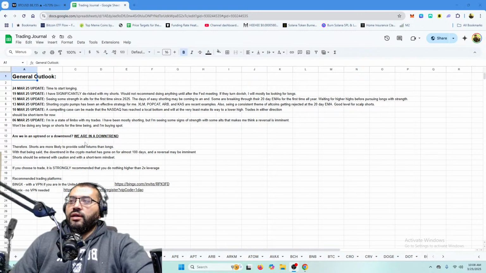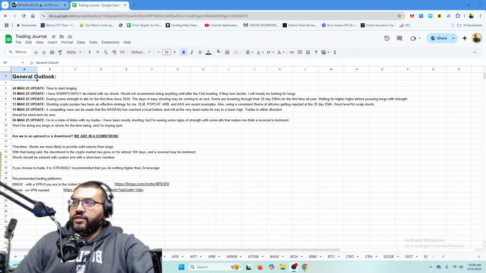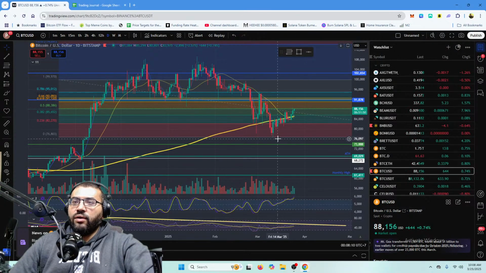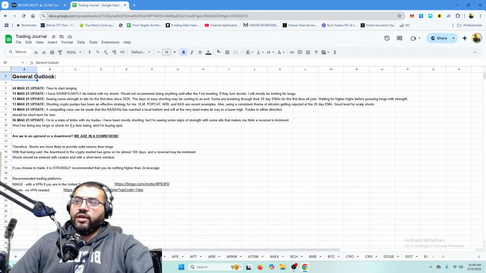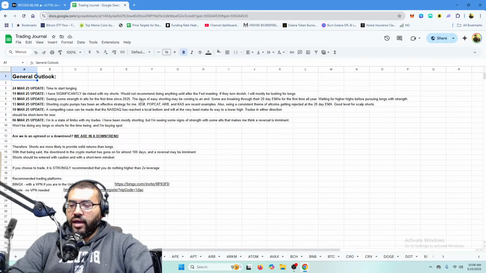So okay. You can see on my trading spreadsheet here a progression of sorts, as the market has bottomed out. March 6th was my first update, then March 12th. On March 6th, I'm in a state of limbo with my trades. I have mostly been shorting, but I'm seeing some signs of strength with some alts. It makes me think a reversal is imminent.